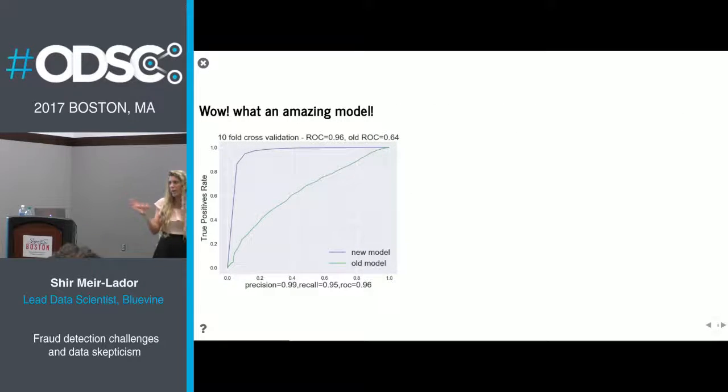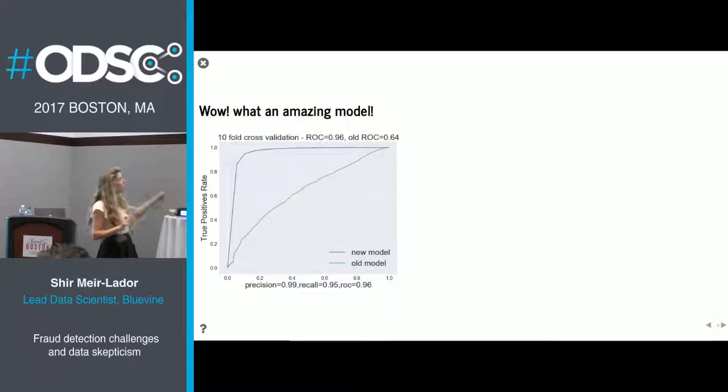This is, for those of you who are not familiar, a ROC curve. And what we see here in green is the ROC curve of the old model we had. And in blue, we see the ROC curve of the new model.